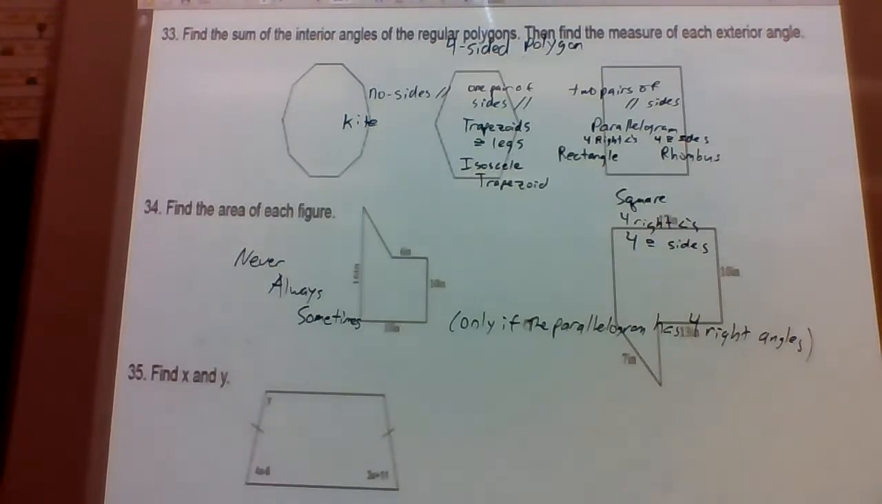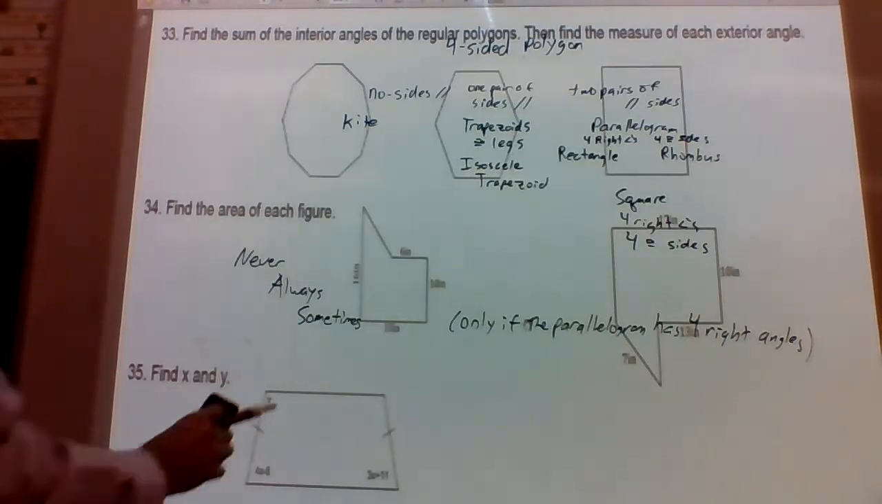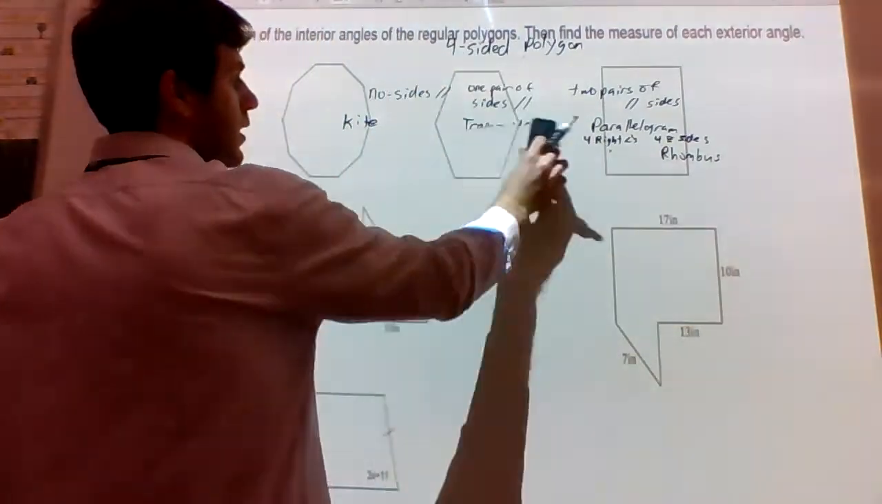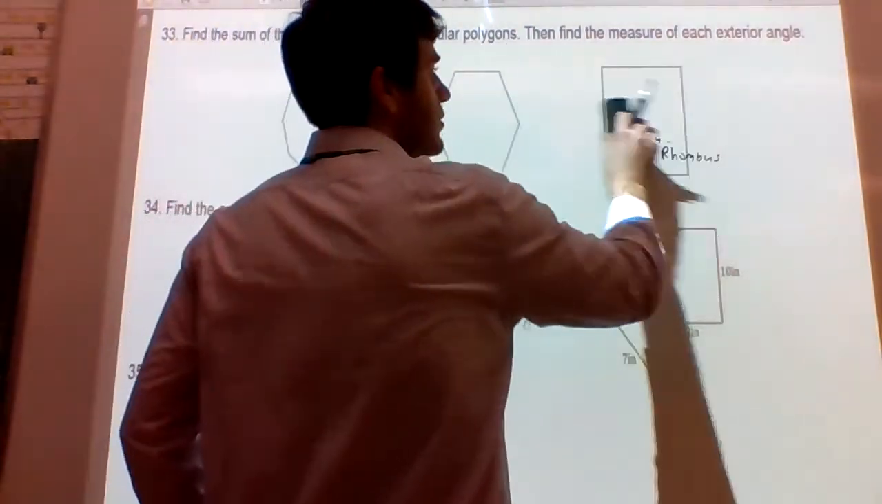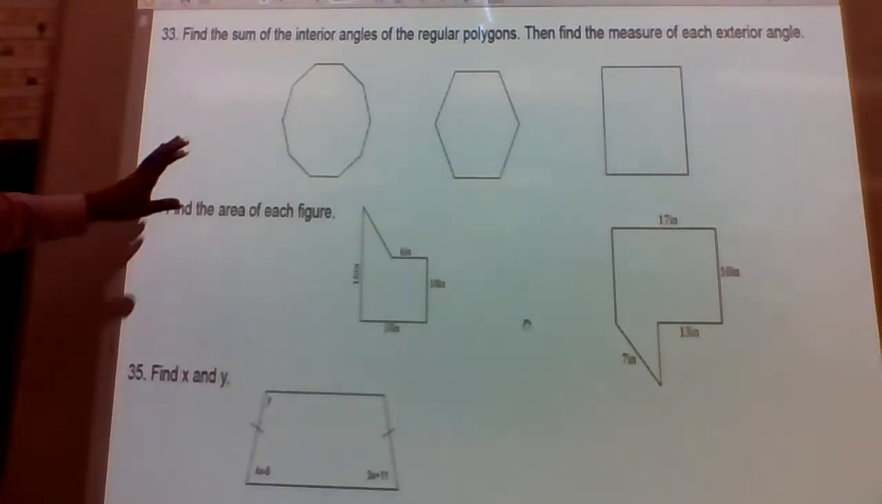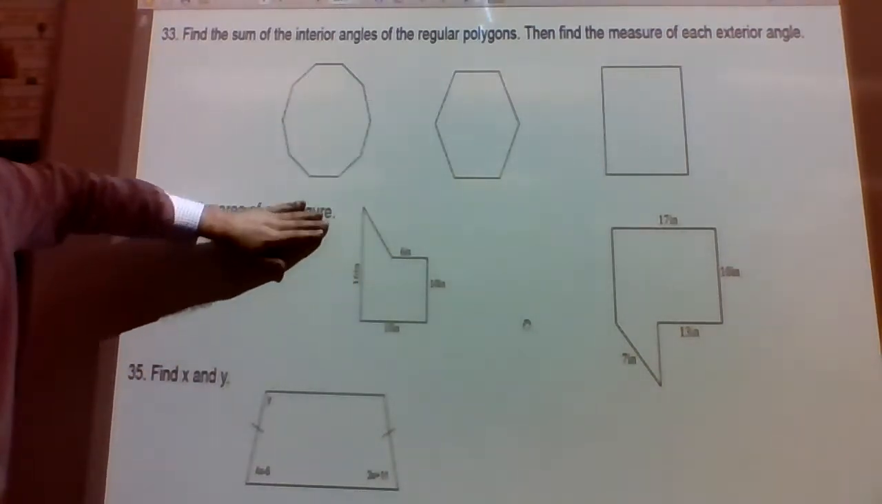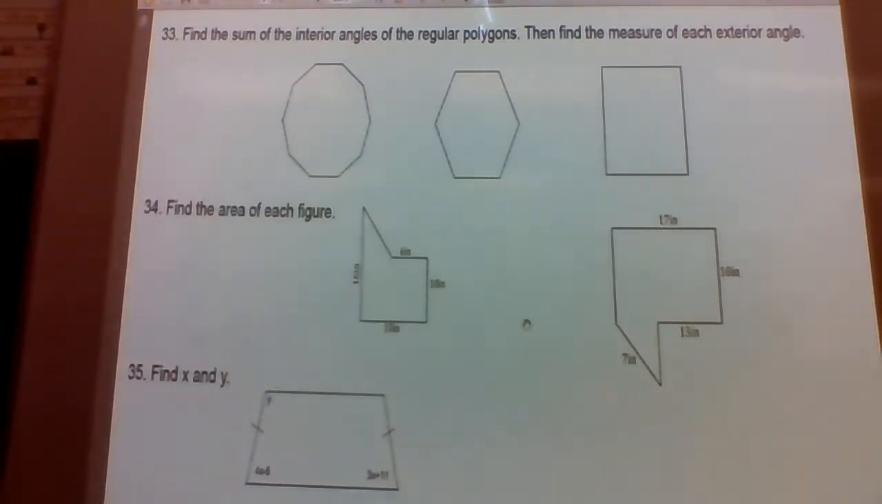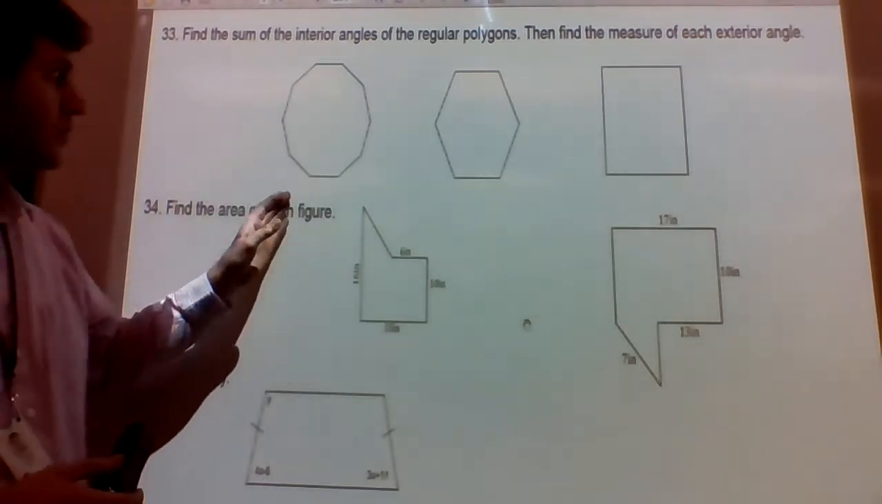Number 33: Find the sum of the interior angles of the regular polygons. So we talked right at the beginning that polygons are 2-dimensional figures. They're a flat surface, part of a plane. A regular polygon is going to have all the sides and angles of the polygon the same.